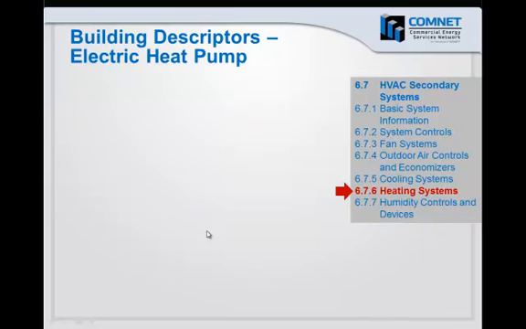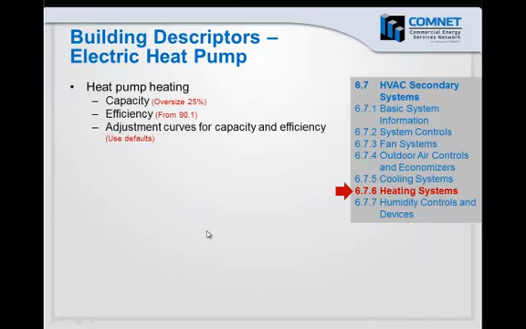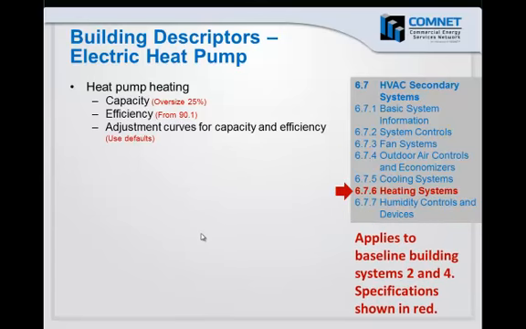Heat pumps have quite a lot of building descriptors. There's the capacity, efficiency, and adjustment curves. Capacity, again, is oversized by 25%. The efficiency is taken from 90.1, and the default adjustment curves are used for the baseline system. Heat pumps are used in baseline systems 2 and 4, and again, I'm showing the baseline specifications in red next to each of the building descriptors.